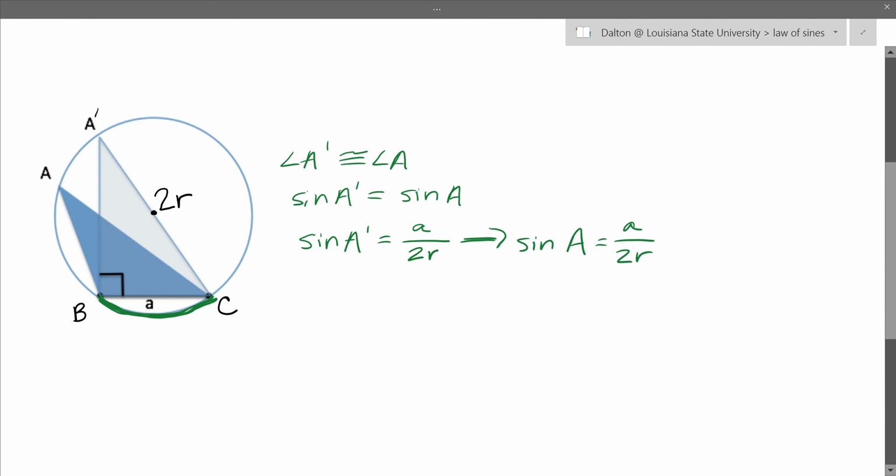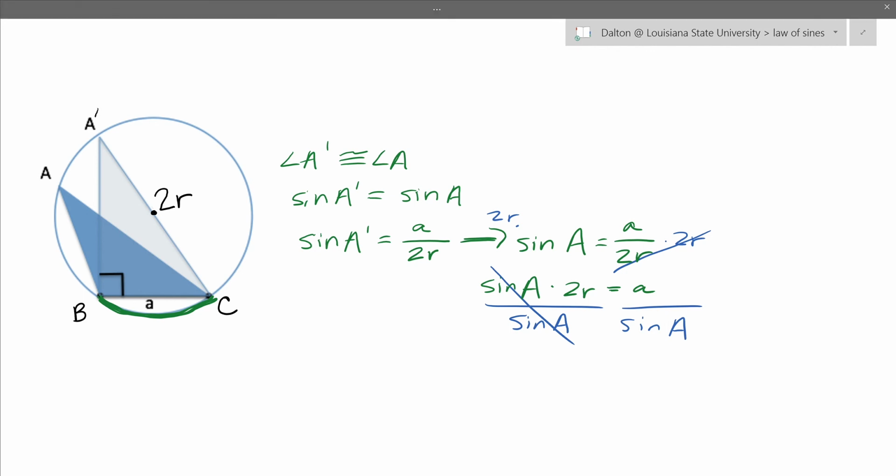Now, another way that we can rewrite that equation is if I go ahead and multiply both sides by 2r, then I end up with the sine of A times 2r equals a. And then we'll try to get the a variables on one side, leave 2r alone. If I divide both sides by the sine of A, then I end up with this equation, 2r equals a over the sine of A. And we're going to let this just hang out here for a second.